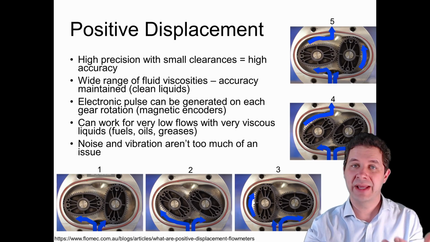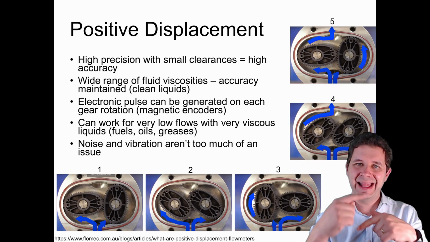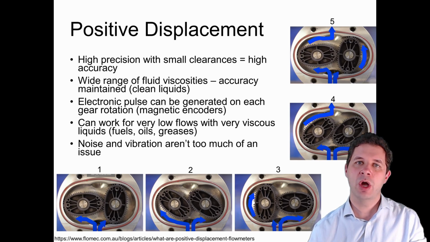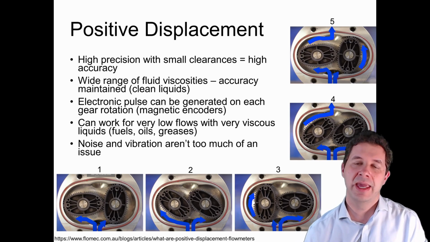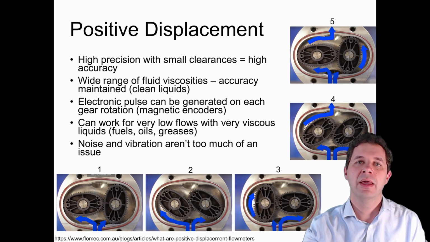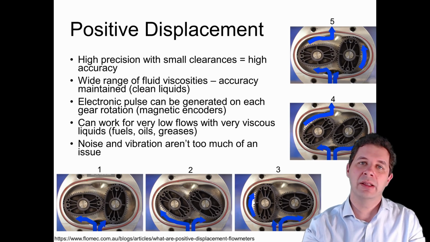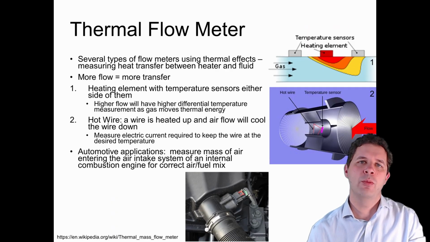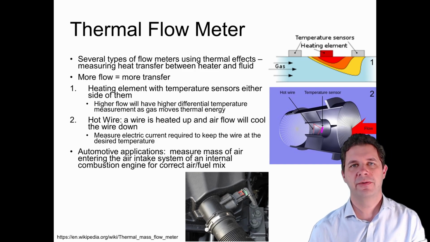And we do it based on how quickly they're turning. These work pretty well in vibration and noise areas because we're working on the mechanical movement of these particular gears. But we want to make sure we don't put a whole lot of grit and things into these gears. Otherwise, we might damage them and gum them up, and we might reduce the working life of our positive displacement flow meters. We also have thermal flow meters, and there's a few different types of thermal flow meters.